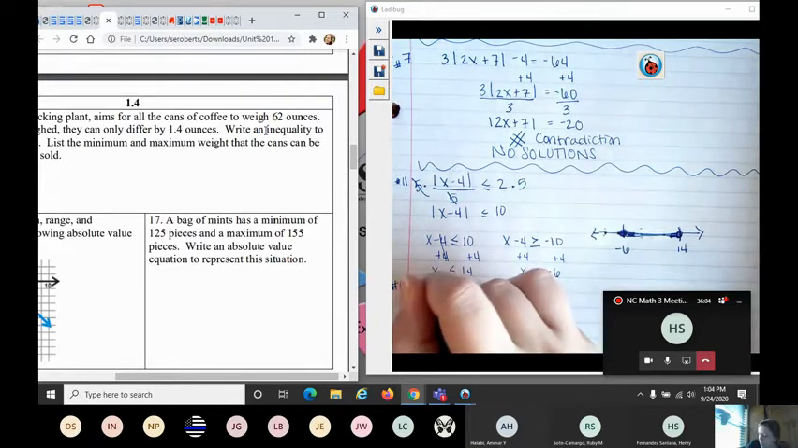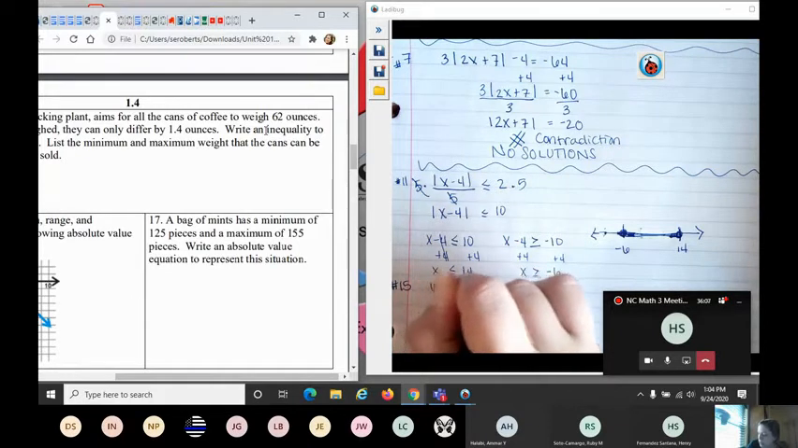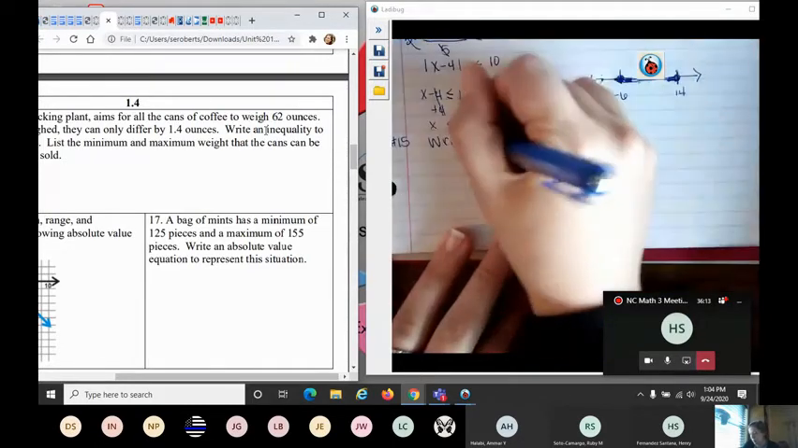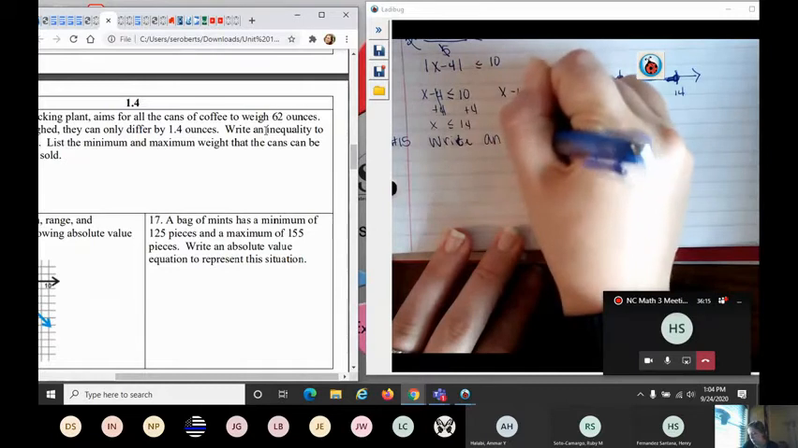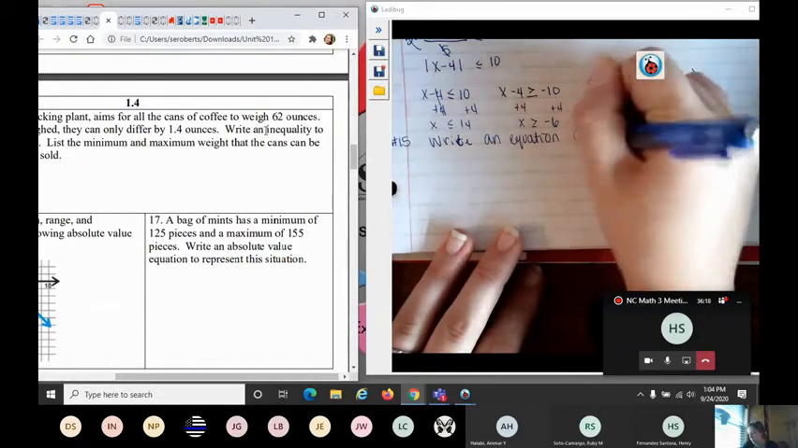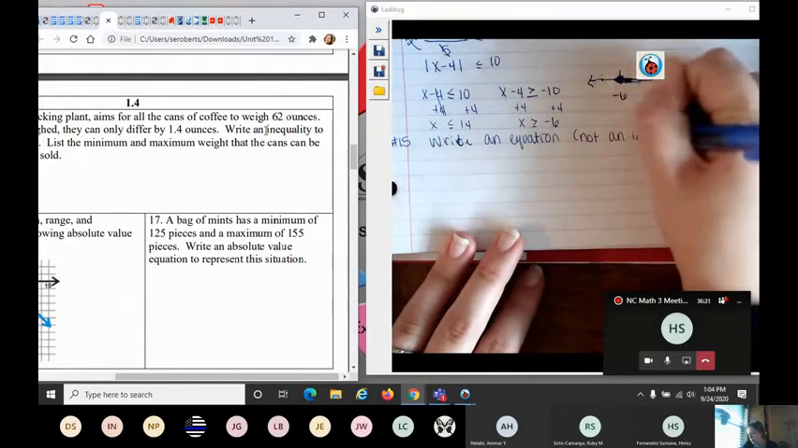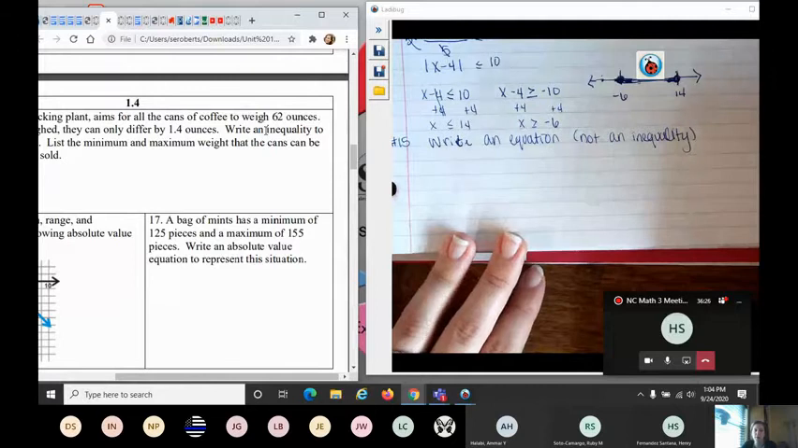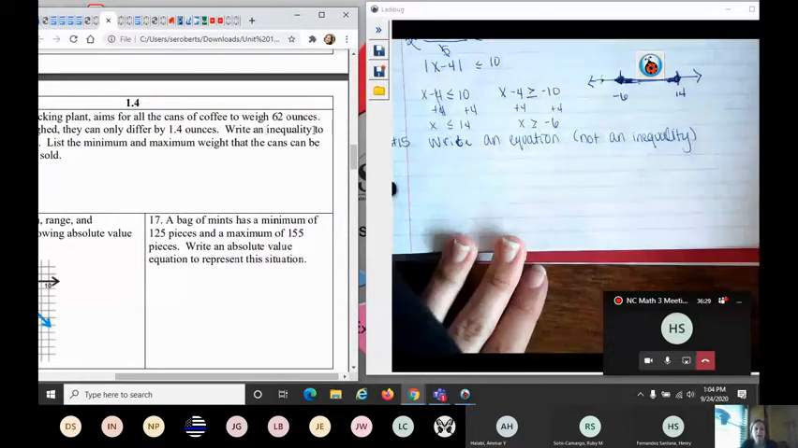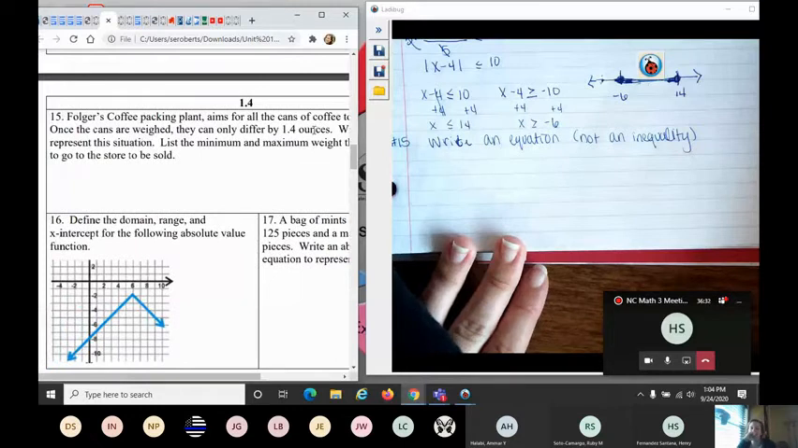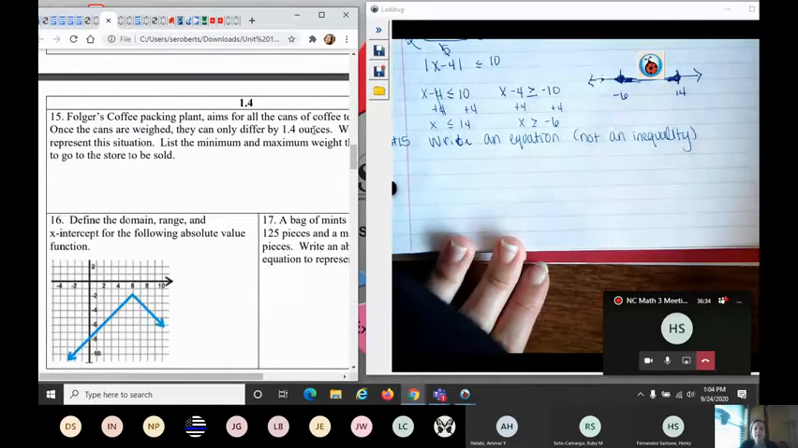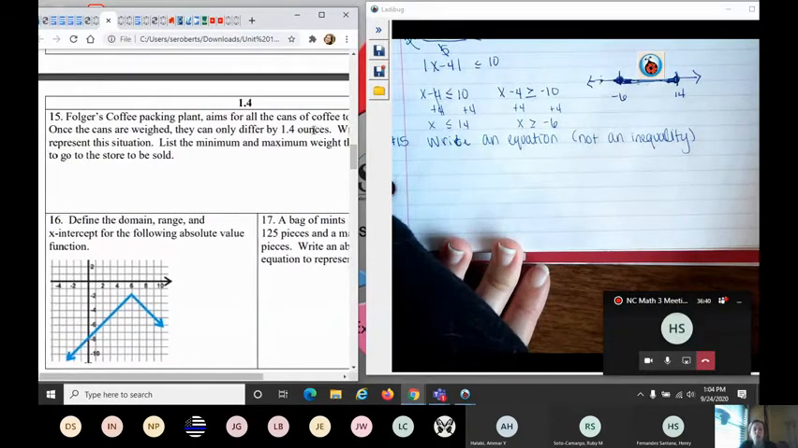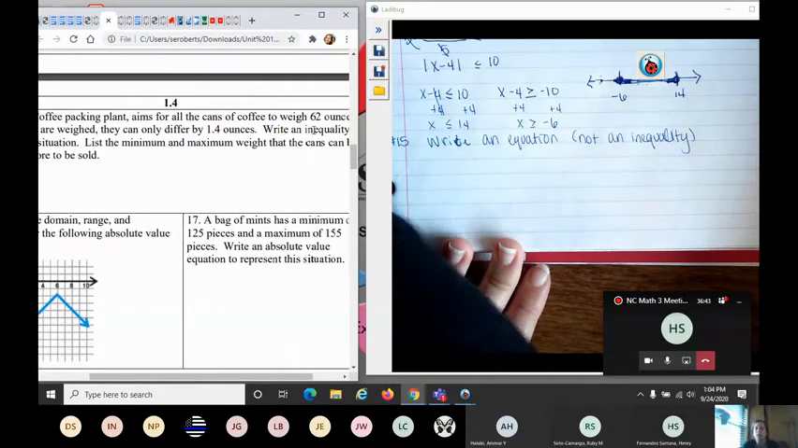So for number 15, write an equation, not the inequality. Let me move this up so you guys can see. Okay, so make sure you fix that when you go through and do this on your own. All right, so we're writing an equation to represent the situation, and it says list the minimum and maximum weights that the cans can be to go to the store to be sold.